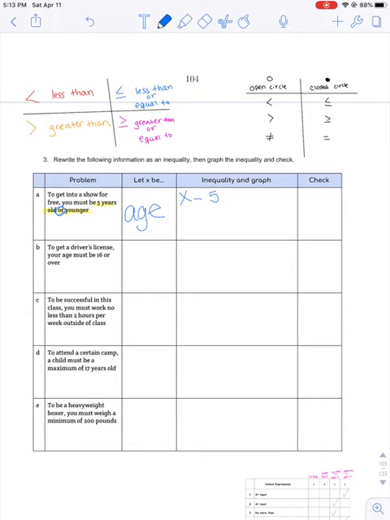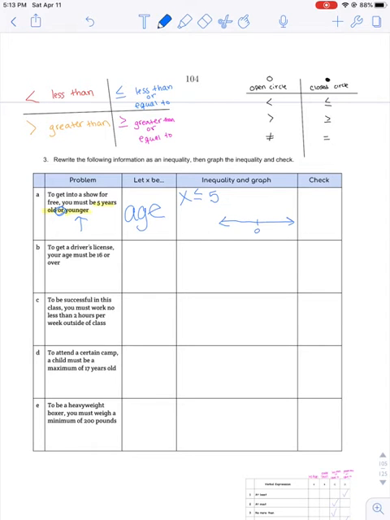Now I have to decide if it's the numbers that are less than 5 or greater than 5. So what are some of the ages that can get into the show? 5, looks like 4 will work, 3, 2, so all the numbers that are less than 5. And that matches up with the word younger. Younger implies smaller numbers. So X is less than or equal to 5. 5 will get in for free, and the numbers less than 5 will get in for free.